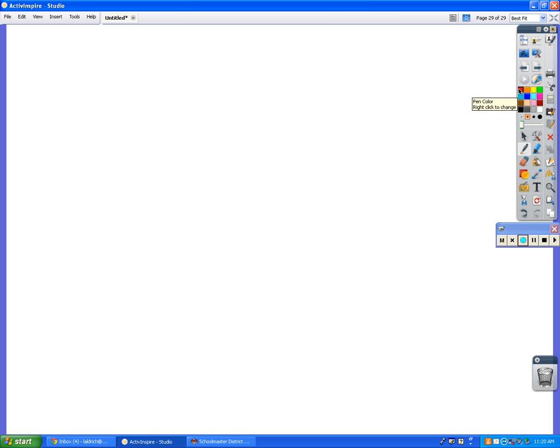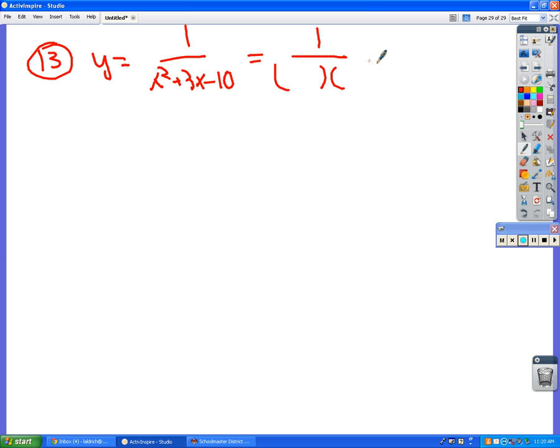15. What do I have to do to find holes or vertical asymptotes? Where do I find the factor? What you said before? Yeah, I got to factor the bottom. Two numbers that multiply together to be negative 10 and add to be 3 are 2 and 5. And it's going to be positive 5 and negative 2.